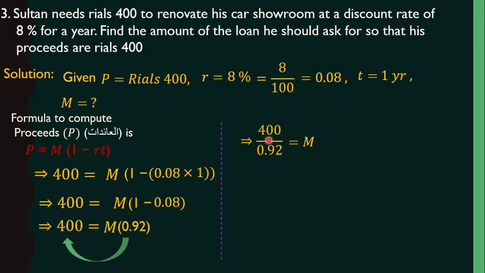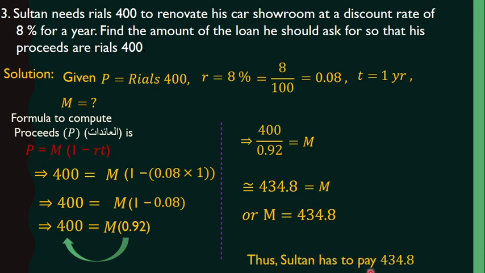On simplification, using the calculator, the approximate value for this is 434.8, which is M. Or we can write M is equal to 434.8. So this is the maturity value. Thus Sultan has to pay 434.8 riyals. Means this is the amount he has to ask for. 434.8 riyals he has to ask for as a loan.